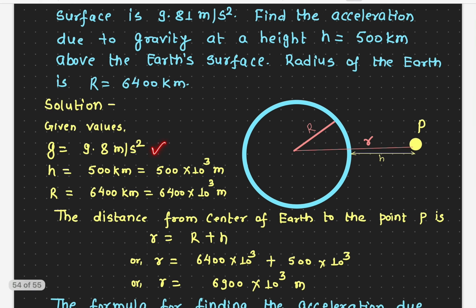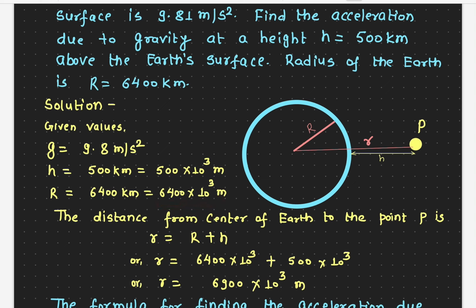So g value is 9.81. What is this g value? This value is acceleration due to gravity on the Earth's surface. Height from the Earth's surface is 500 kilometer, so you have to convert into meter. Every time when you do the math, you have to convert into SI system. So kilometer is thousand, or 10 to the third meter. So again, I'm doing the same thing. The radius of the Earth is 6,400 kilometer, and I'm converting into meter.